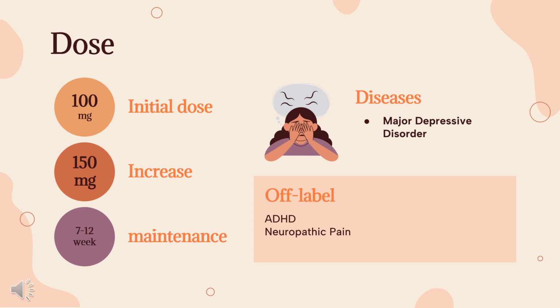ADHD, off-label. Initial, 150 mg per day PO. Titrate to 150 to 450 mg/day based on tolerability and efficacy, may administer in divided doses or in ER or SR formulations. Neuropathic pain, off-label. 150 mg bupropion PO twice daily for 6 weeks.